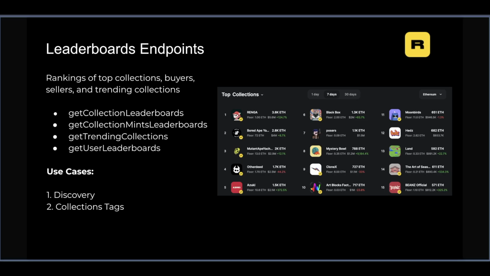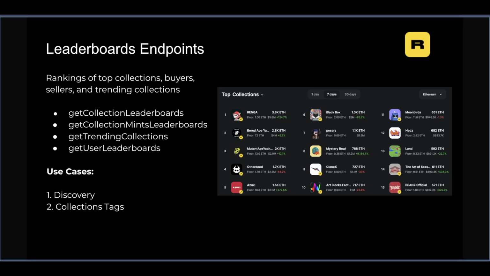Another one we have is get collection mint leaderboard. Instead of ranking a collection by top traded volumes, we rank by collections that recently have the most minting activity. This can be interesting for developers to build a leaderboard that helps users discover new projects with lots of mint activity, so that their users can catch the primary sales close enough during the minting stage as well.